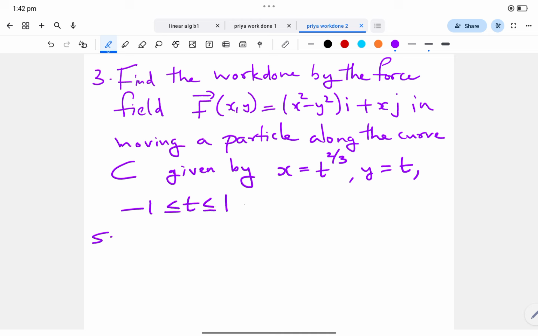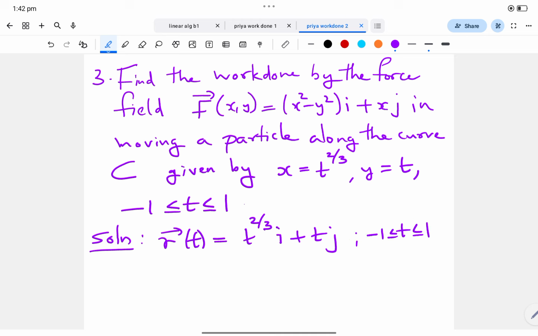So this is another problem of work done. Just like the first problem, the equation r(t) for that parametric curve is directly given, because the components x and y are given explicitly. So we can write r(t) = x(t)i + y(t)j, which is equal to t^(2/3) i + t j, where t varies from −1 to 1. That is r(t).